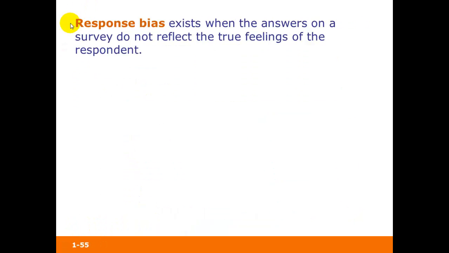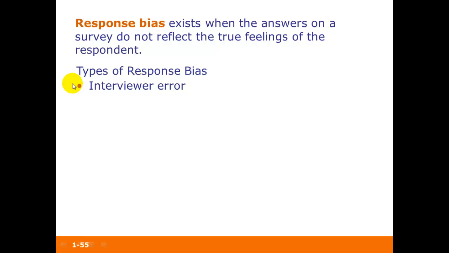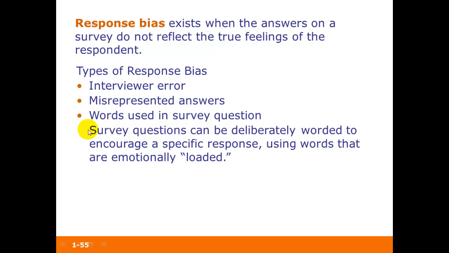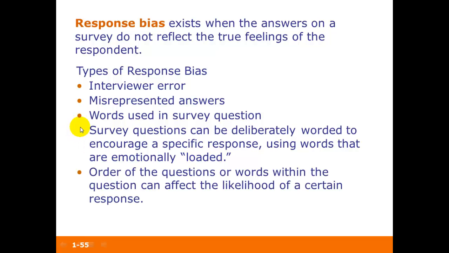A response bias exists when the answers on a survey don't reflect the true feelings of the respondent. Some types of response bias: one is interviewer error, another one is misrepresented answers, a third is the actual words used in the survey question, and for this, survey questions can be deliberately worded to encourage a specific response, often by using words that are emotionally loaded. And a fourth one is the order of the questions or the words in the question. This can affect the likelihood of a certain response.